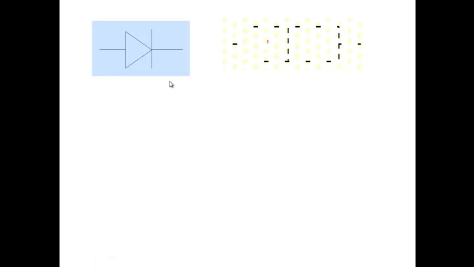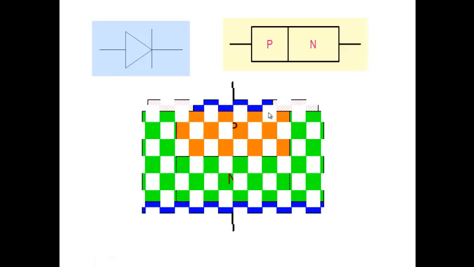There are a couple of things that you are already familiar with. The symbol of the diode, the PN junction diode, you are already familiar with, right? You know that it's a diode here. In the schematic representation of the diode, we draw it as a P and an N, and a contact here and a contact here. This is a slide that you would have already seen.